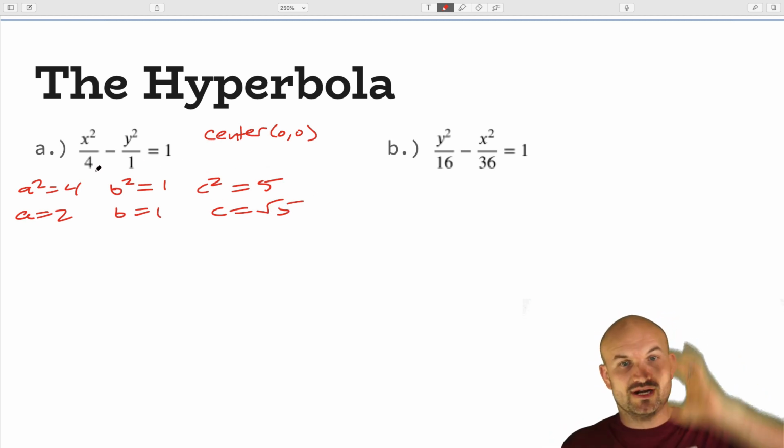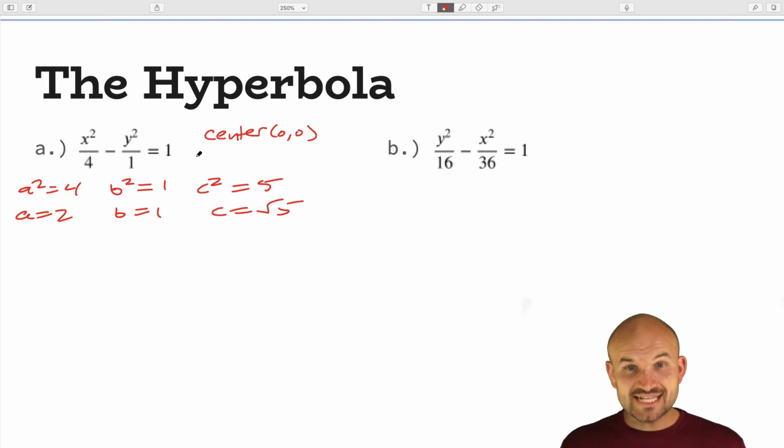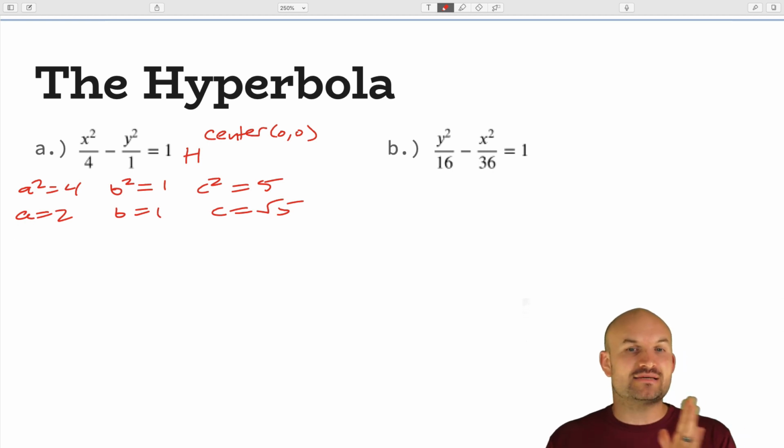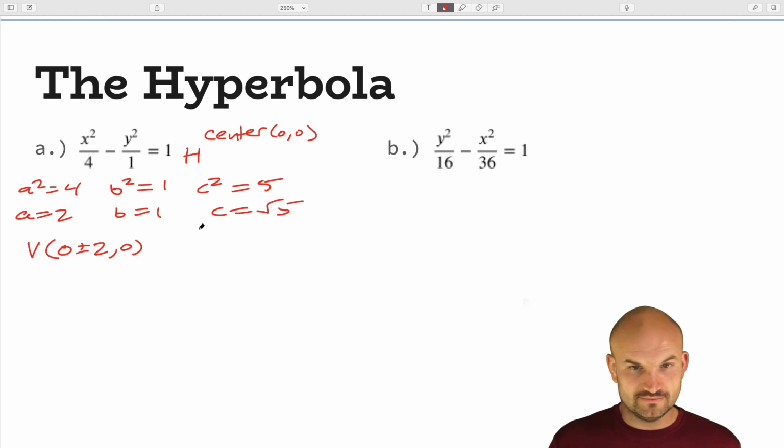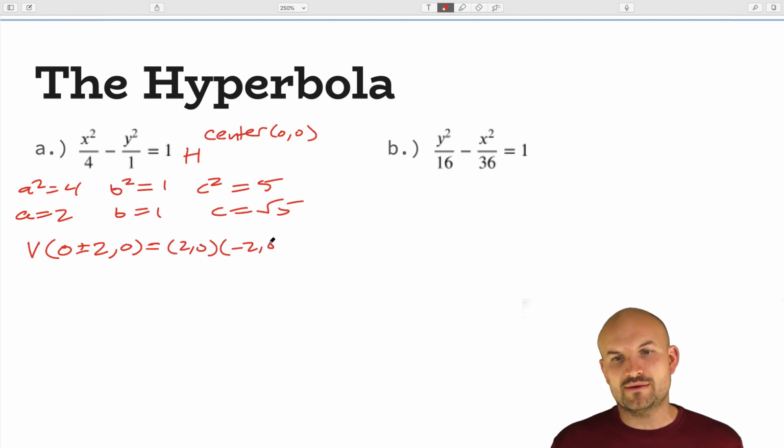Now I know that my a squared is under my x, so therefore I'm going to put an h here, meaning that's a horizontal transverse axis. That means I'm going to be adding and subtracting to the left and to the right of the center. So in reality, my vertices here are really just going to be 0 plus or minus 2, because you're shifting left to right, comma, 0. Now again, you don't really need to write 0 plus or minus 2. You could just write plus or minus 2, which is the same thing as 2 comma 0 or negative 2 comma 0.